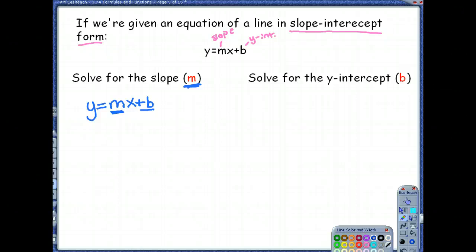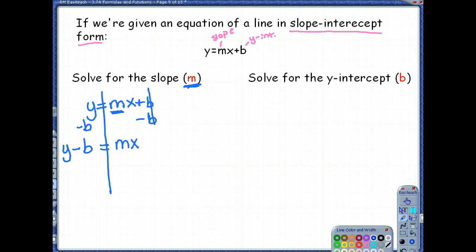To remove my positive b, I want to go ahead and I want to subtract a b. But I can't just do it to one side. I have to go ahead and subtract a b from both sides of the equation. The b's cancel out. Now notice what I'm left with. They're not like terms. I'm just going to write it as y minus b is equal to my mx.